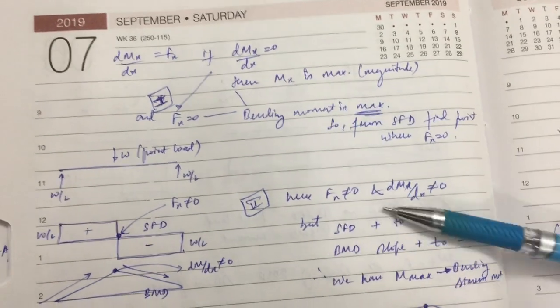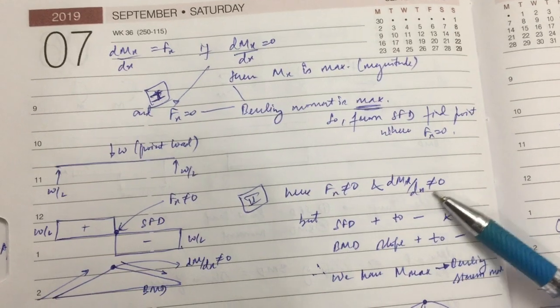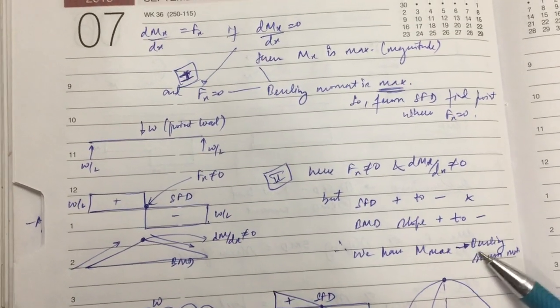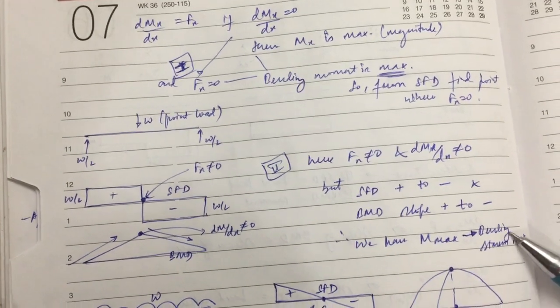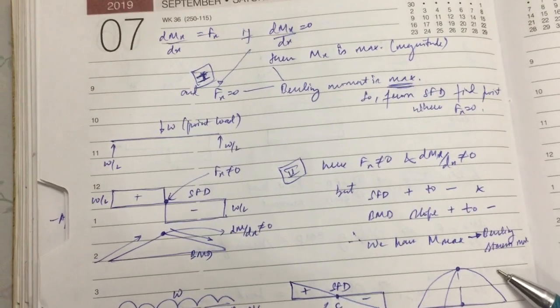But there are also cases where the bending moment is maximum, but the shear force is not 0, and the slope is also not 0. So in that case also we will have maximum moment. From the maximum moment we can also find the bending stress, because at that point the bending stress is high and we don't want any failure at that point.